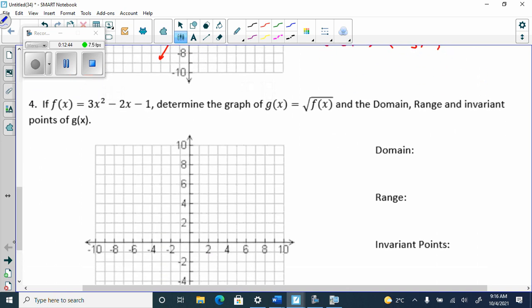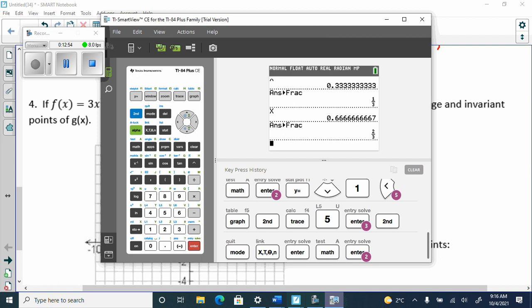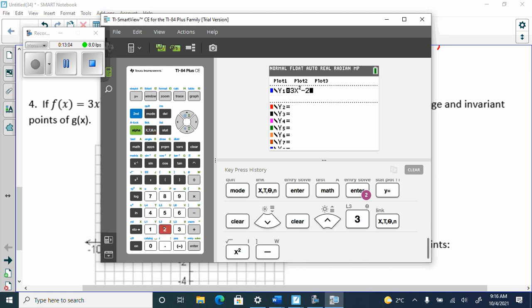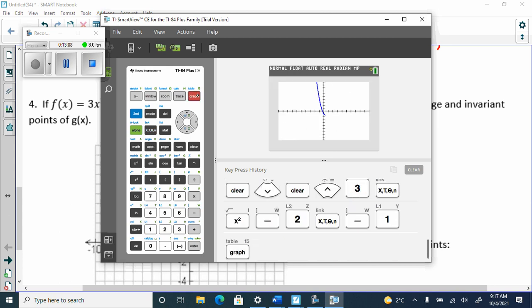Okay, let's go to this one. For this one, I would type it into my calculator. I'm going to go to my y equals, I'm going to clear it out. And I'm going to once again get my zeros and my ones. I'm going to get my invariant points first. So 3x squared minus 2x minus 1, graph. That's my original, correct? But I'm going to get my invariant points first.